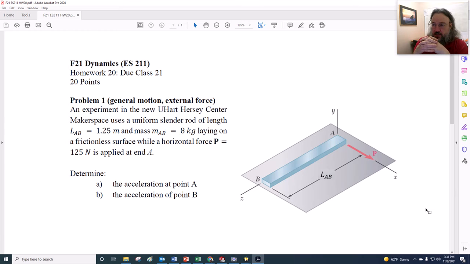Homework 20, problem 1, and this is another rigid body kinetics problem. We have this uniform cylindrical rod of 1.25 meters with a mass of 8 kilograms, and it's lying on a frictionless surface, maybe like an air hockey table kind of deal. A force of 129 newtons is applied at end A. It's starting at rest. We're going to find the acceleration of point A and the acceleration of point B.